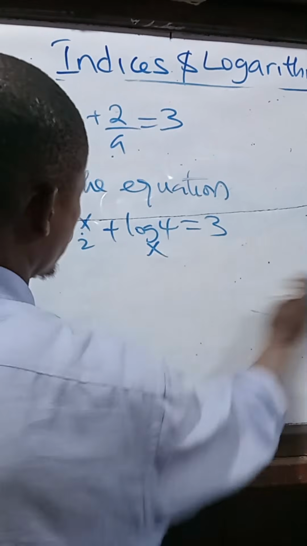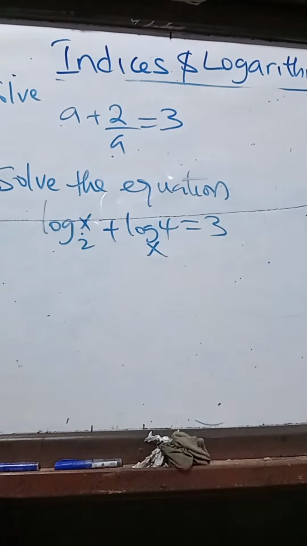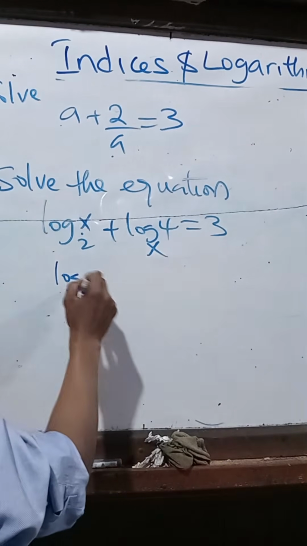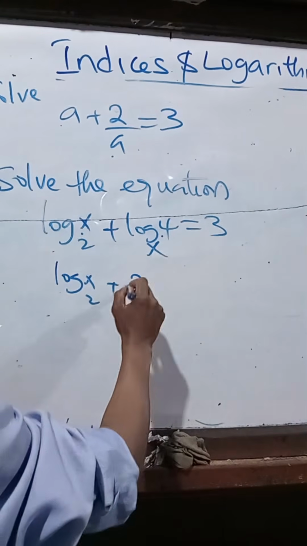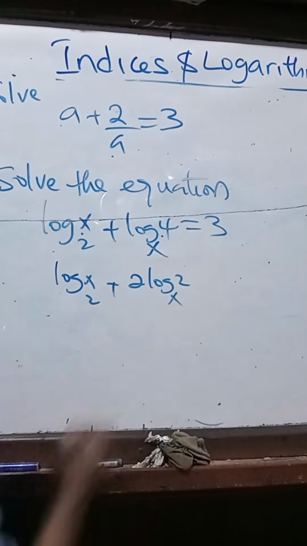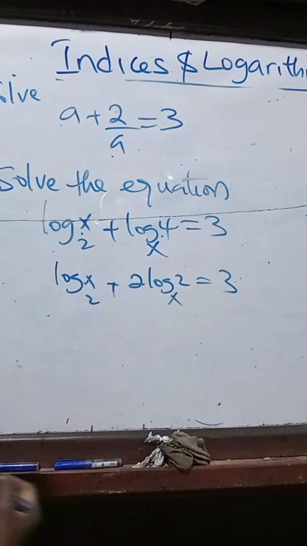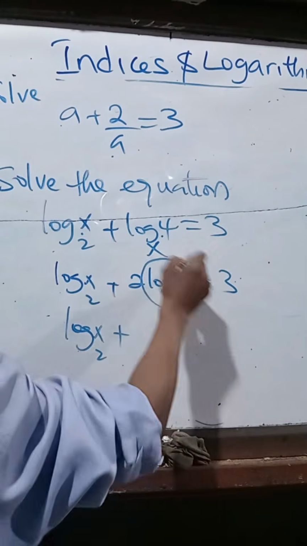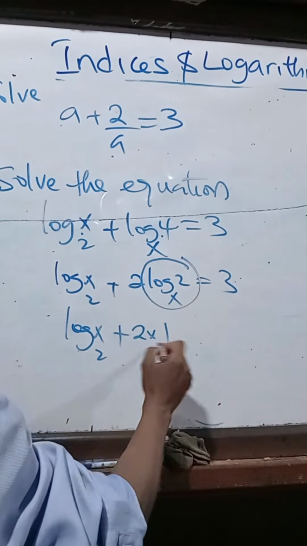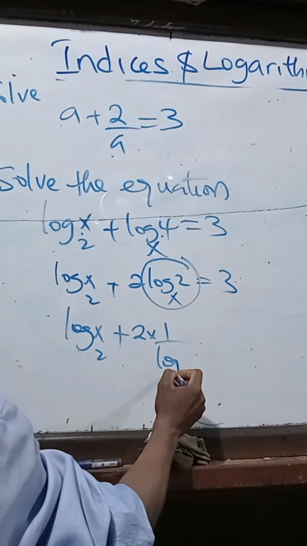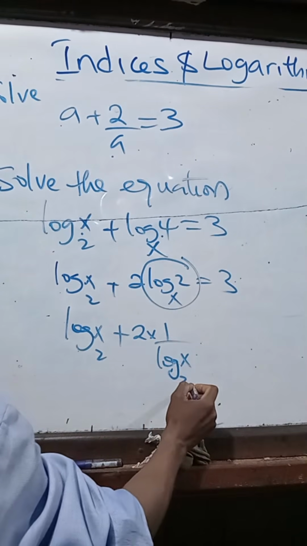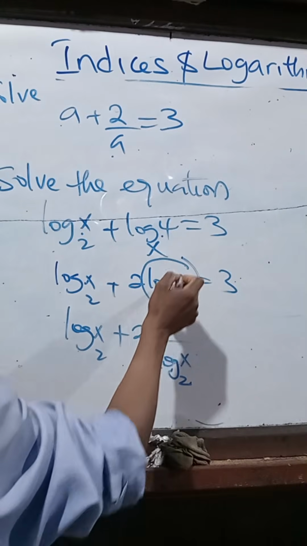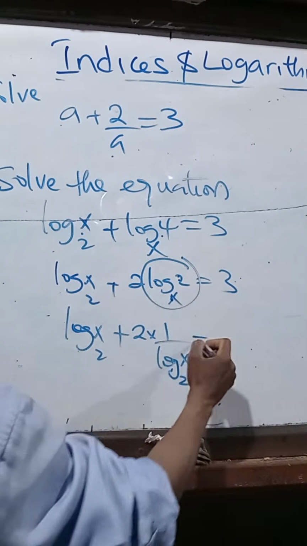So in that case, solution: we have log x base 2 plus 2 log 2 base x equals 3. Apply the change of base for this one, that's 2 times 1 over log x base 2. By the time you apply the change of base, this flips upside down. This one will come here, and this one will come here. You get to 3.